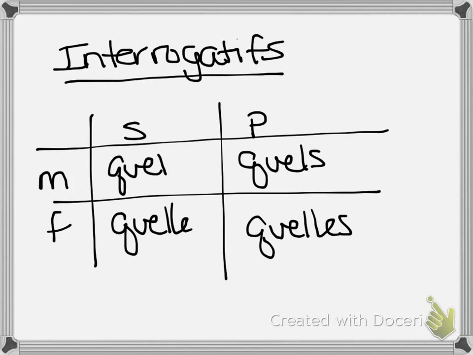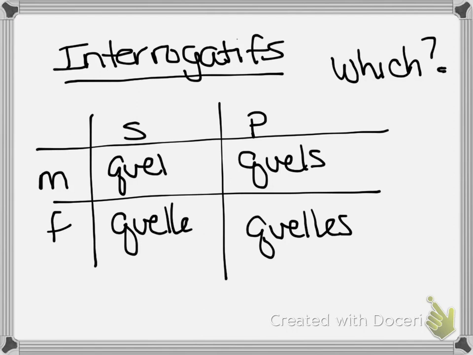So we already talked about interrogative adjectives last year. These adjectives mean which. And they change according to what the noun is that you're talking about. So for example, which boy, quel garçon.